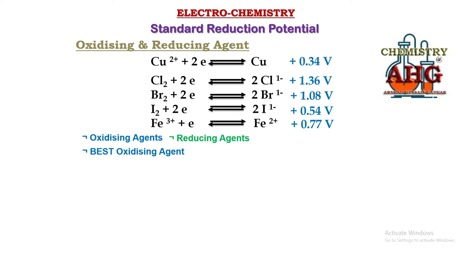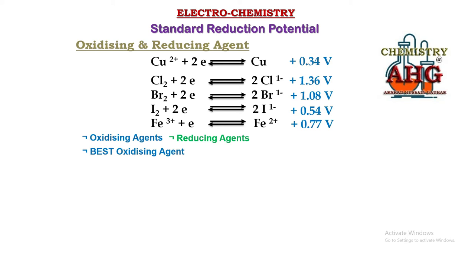Now how can we come to know which material can undergo reduction easily? Any material that can produce maximum voltage during the process of its reduction is the best oxidizing agent. Look at these half cells and look at the standard reduction potential value. What you can see in this half cell, when reduction is taking place, we are getting maximum output, maximum electrical energy, maximum voltage.